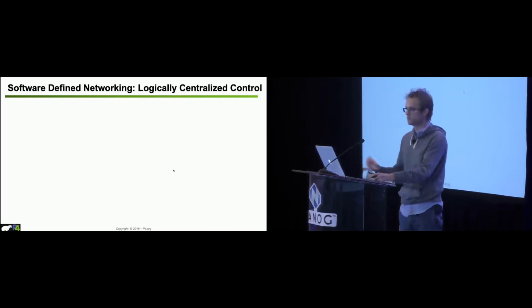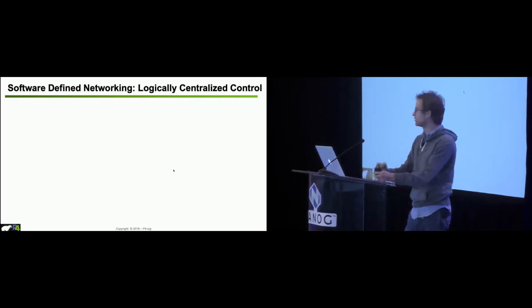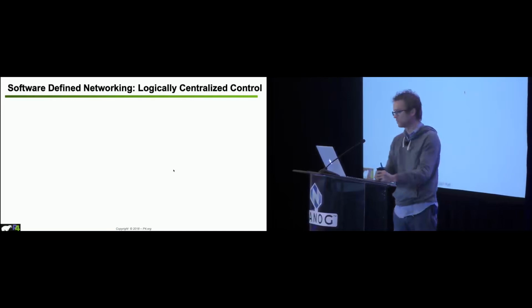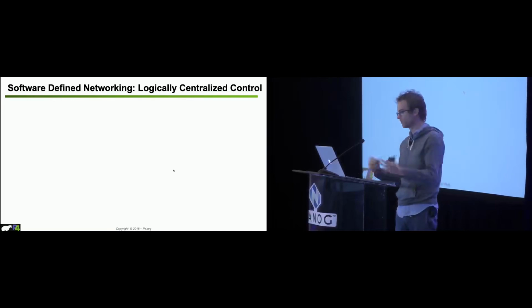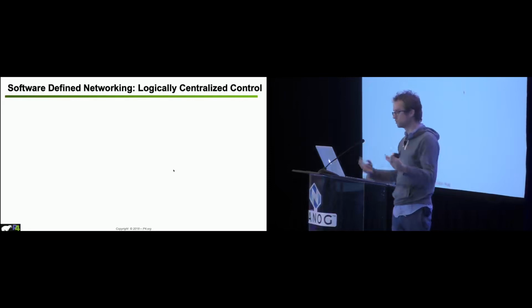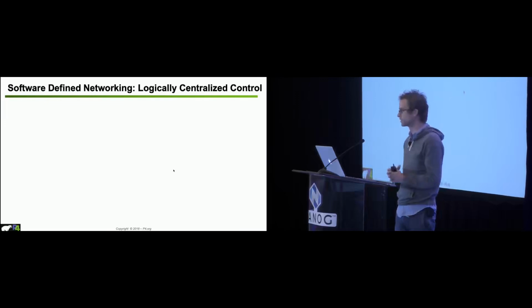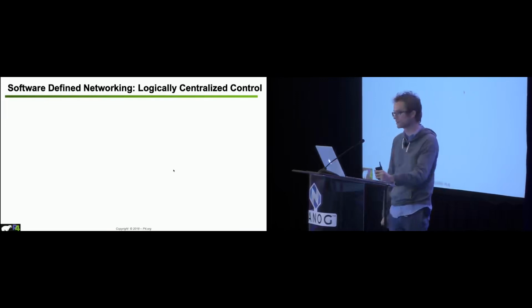So SDN is essentially the separation of a centralized control plane and a distributed data plane. So instead of having them be on the same box, the idea is to decouple them and have one centralized controller control multiple switch boxes, which become dumb because you're taking the brain out of the switch box and putting it in your centralized control plane.